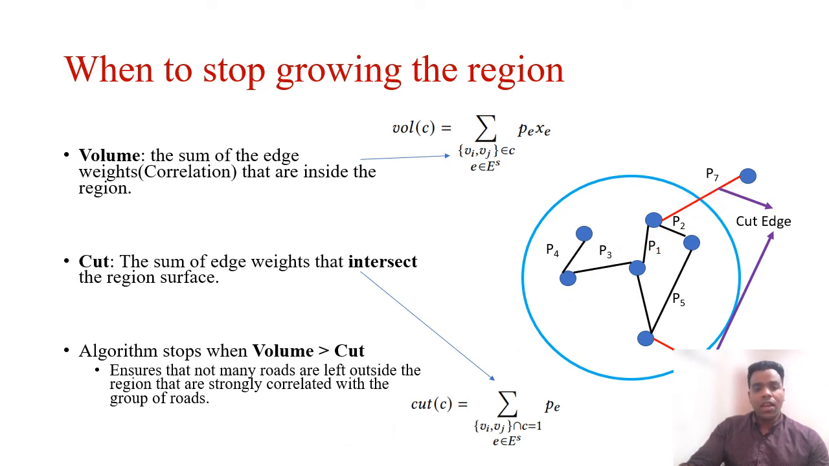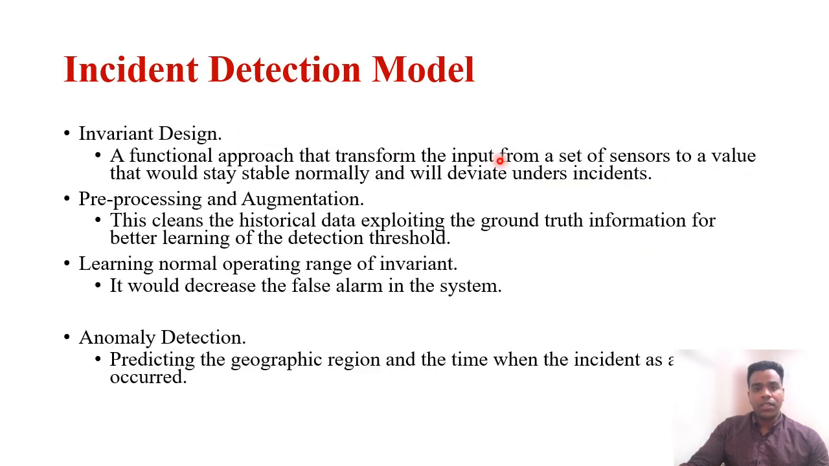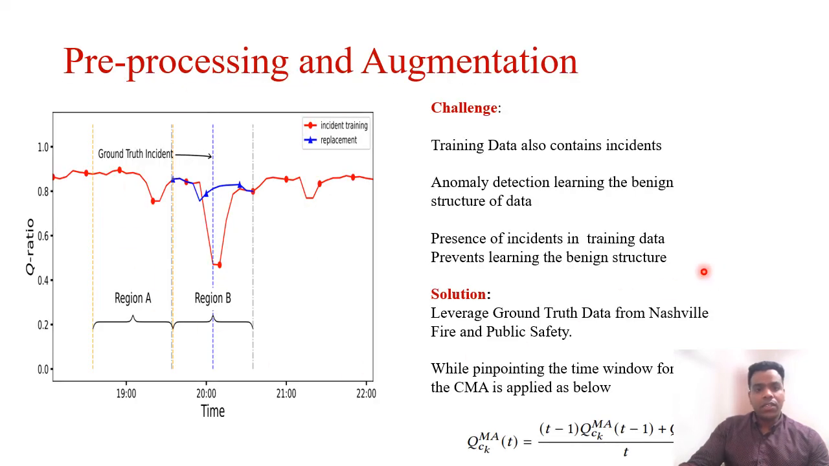After getting the cluster, we start learning for the incident detection model. We first design the invariant, then we clean our data so that we can remove the biases from our learning process. Then we set the detection criteria from the clean data set, and then we detect the anomalies. This is our cleaning step. We utilize the ground truth information to locate the time range where we need cleaning. After locating the region, we apply a cumulative moving average, which is given here by this equation. This would clean the incident information from that particular time range.